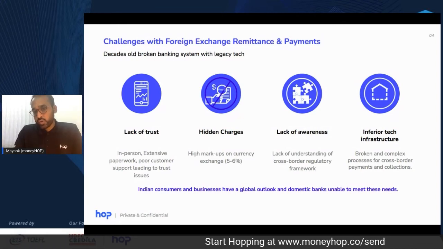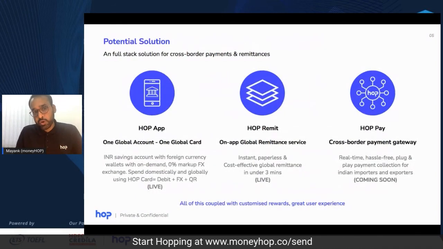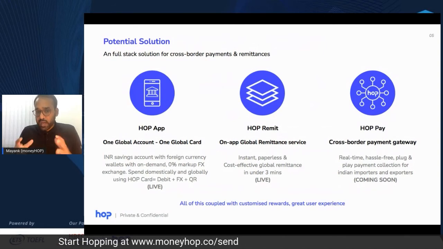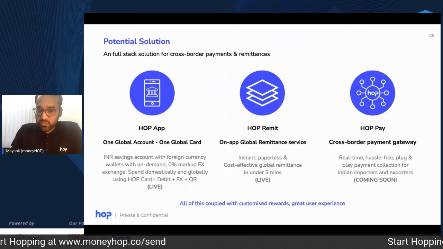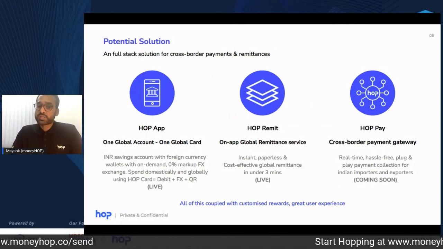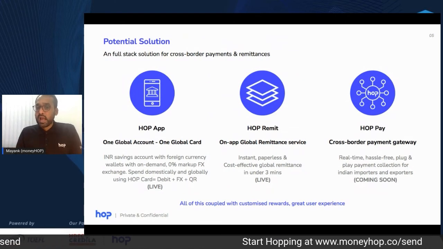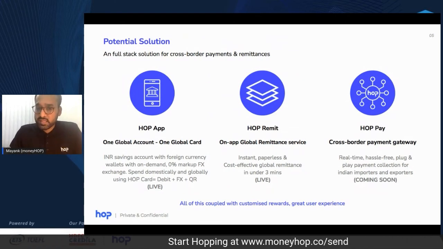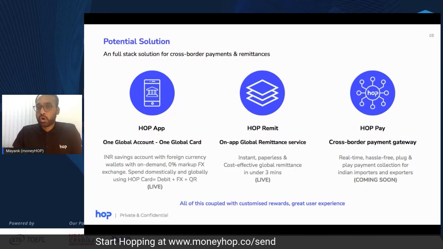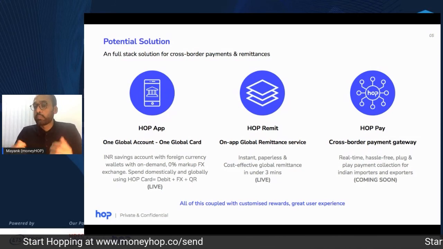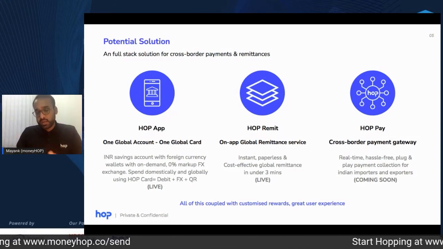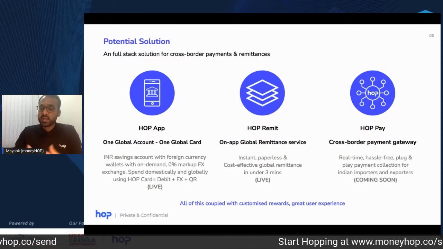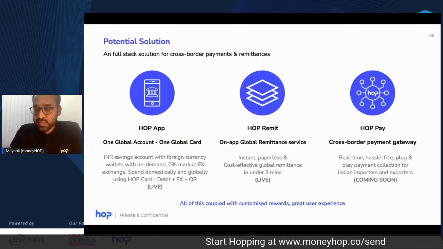And what we do is that we provide three predominant services. The primary service, as you can see in the center of the screen, is called Hop Remit, which is an instant, paperless, and cost-effective global remittance service for sending your money abroad for college fees or your maintenance money, which you might need over the course of the next 3 years when you're living there as your living expenses.